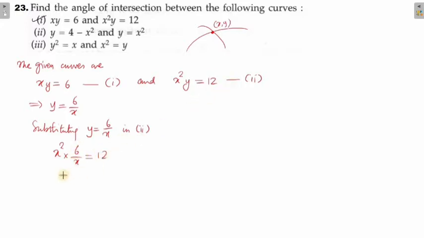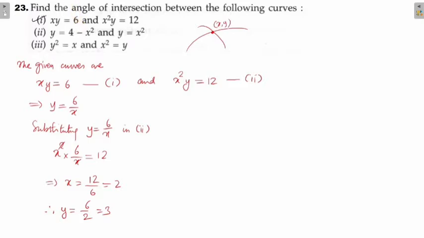So x and x get cancelled. From here, keep x out here and bring this 6 to the denominator. You get 2. Therefore your value for y will be 6 by x, which is 3. That means what is the point of intersection out here? x is turning out to be 2 and y is 3, isn't it?